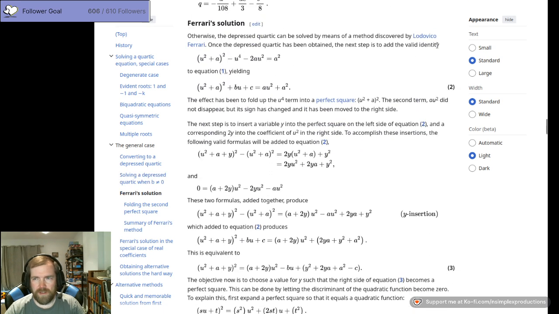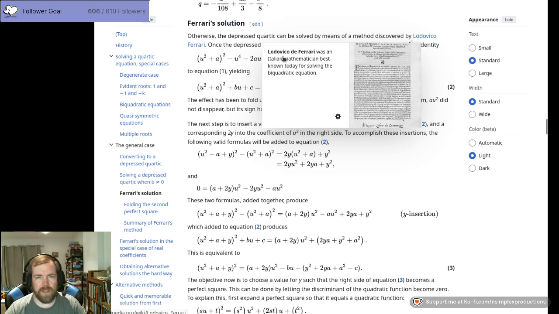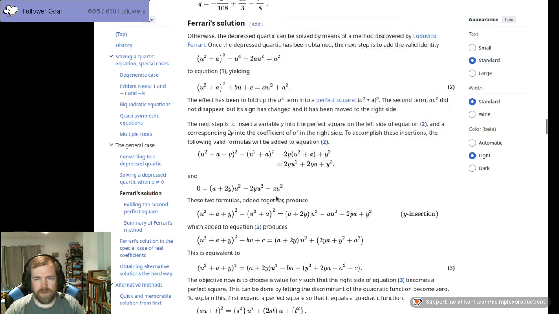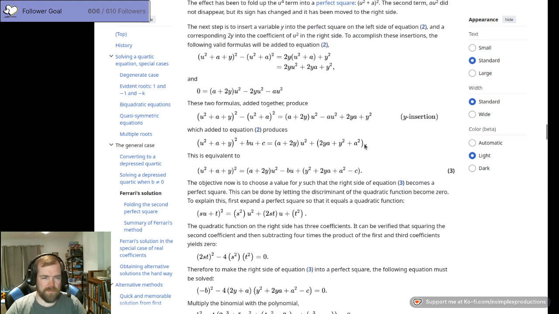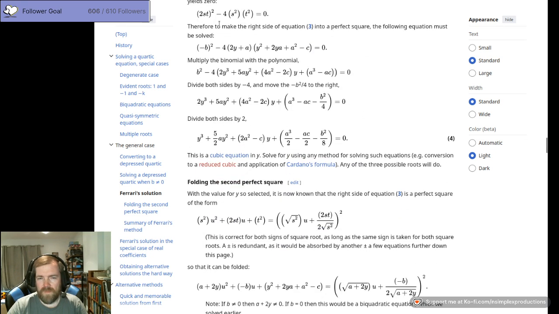Yep, Lodovico Ferrari ended up coming up with this particular version of a quartic solution. So he said let the u to the fourth term end up being a perfect square, u squared plus a, parentheses, squared. And we end up with a whole bunch of stuff. This is now a cubic equation, and Cardano was like, oh, that's not good. Because now you need the general cubic equation in order to solve the quartic equation. Damn.